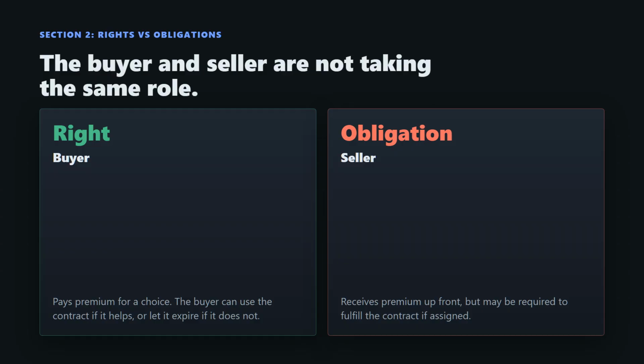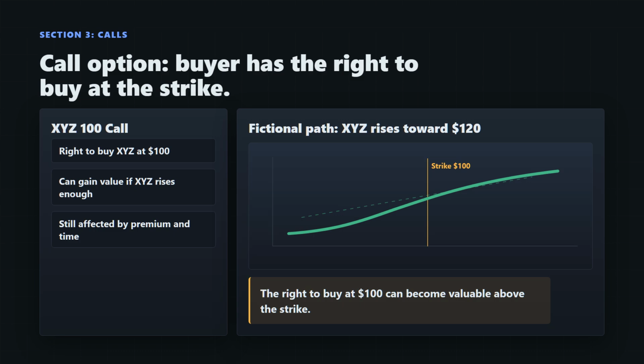You would not usually want to use a contract to buy something at 100 if the market price is lower. A put option works in the other direction. A put gives the buyer the right to sell the underlying asset at the strike price before expiration. If you buy a 100 strike put on XYZ, you have the right to sell XYZ at 100. If XYZ falls to 80, the right to sell at 100 can become valuable. If XYZ stays above 100, that right may not help much, because you could sell at a better price in the market. Now we can map the four basic option positions.